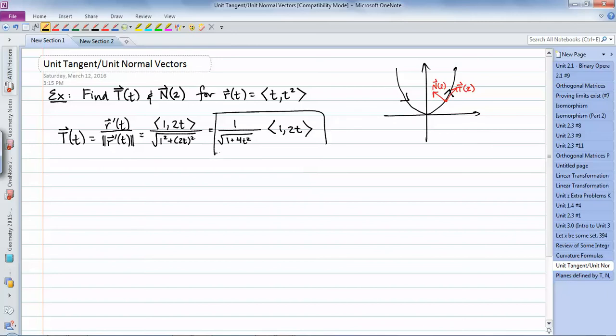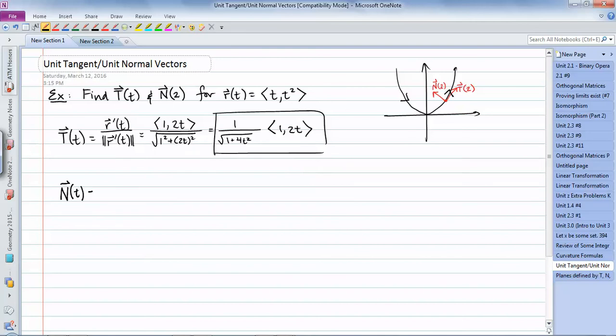Okay. If we wanted to figure out what it was when t equaled 2, well, let's plug in 2 and see. So it's 1 over root of 1 plus 4 times 4, 1 over root 17, and then ⟨1, 4⟩. So it's 1 over root 17 and 4 over root 17. So it's got to be pointing upwards like that. You can kind of see from that picture that's what we got.